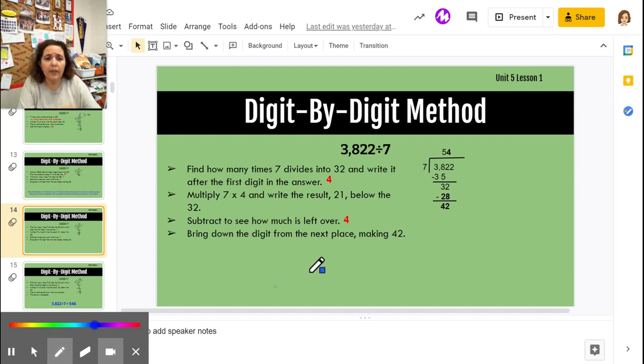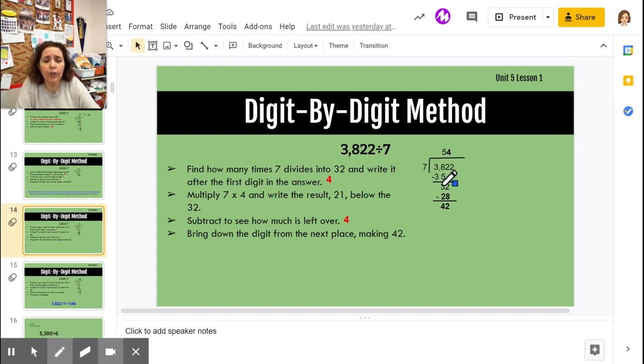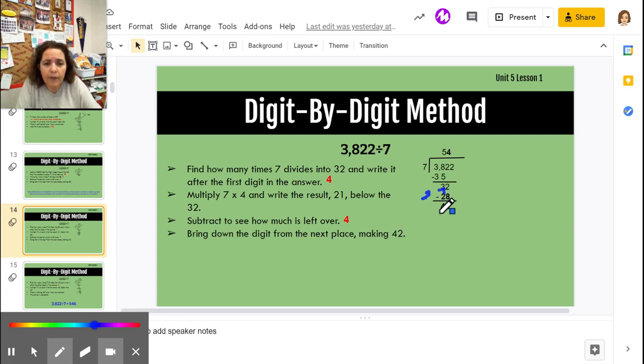So now I have my 32. 7 goes into 32 how many times? 7 times 4 is 28. That gives me closer because 7 times 5 is 35. That's too much. It's my 28. I subtract. 12 take away 8, I can't do. I borrowed. That makes it a 2. That makes it a 12. 12 take away 8 is 4.